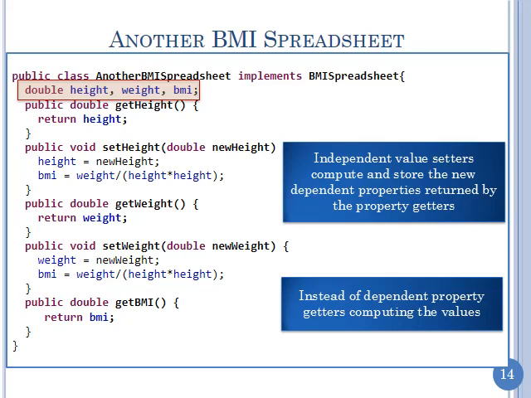My get BMI returns that value, and now my set height and set weight are like my set number before. They not only set the value, but they do some extra things also. They compute the value of the BMI, which can be retrieved from get BMI. Okay. So I have two different ways of doing things, united by a common interface. Okay. And we'll start from here next time.